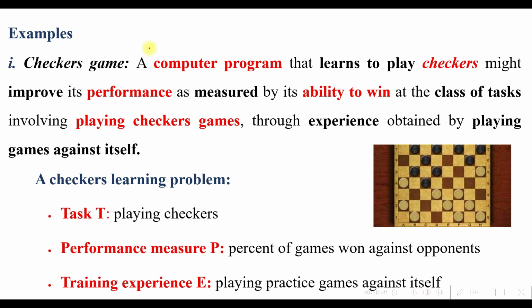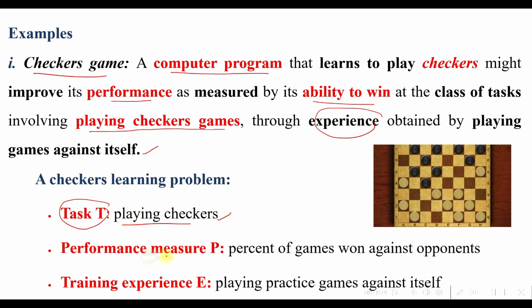For example, take the checkers game. A computer program that learns to play checkers might improve its performance, as measured by its ability to win at the class of tasks involving playing checkers games, through experience obtained by playing the games against itself. So in the checkers game learning problem, the main task T is playing checkers. The performance measure P is the percentage of games won against the opponents. The training experience is playing practice games against itself.